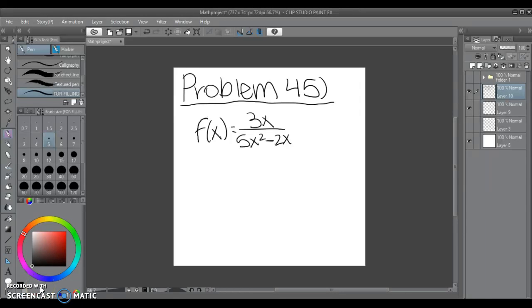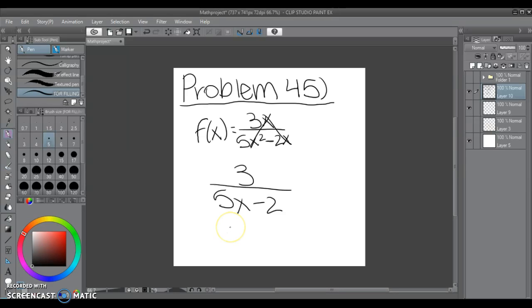My problem was f of x equals 3x over 5x squared minus 2x. My problem said to graph the function, so first I need to clear the extra x from the equation. Once I clear the extra x, the equation will be 3 over 5x minus 2. By clearing the x from the equation, I am left with a hole.